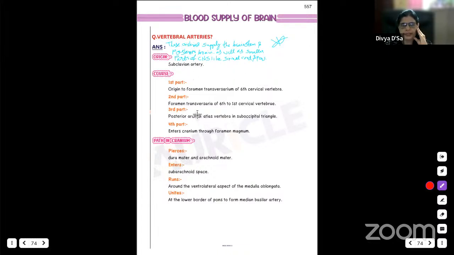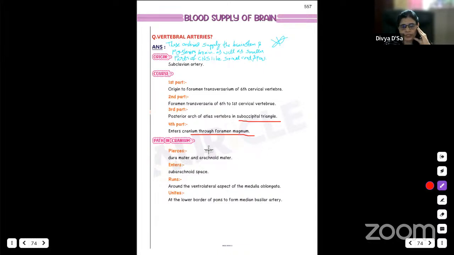the vertebral artery. The second part is from the foramen transversarium of the 6th to the foramen transversarium of the 1st cervical vertebra. The third part is from the posterior arch of the atlas, seen in the suboccipital region. And the fourth part enters the cranium through the foramen magnum. So what we see in the cranial cavity is the fourth part.